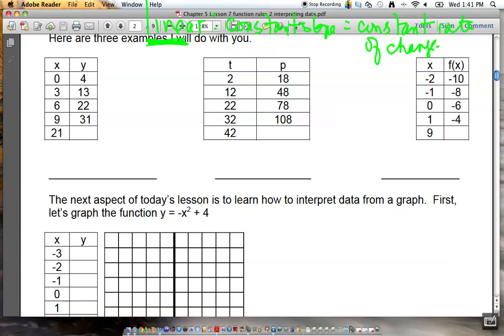So, first off, what am I going up by here? 9. What am I going up by here? 3. So my slope is what? It is 3. Good. It's 9 over 3, which is 3. Remember, change in y over change in x. So that would mean y equals 3x plus 4. Y equals 3x plus 4.